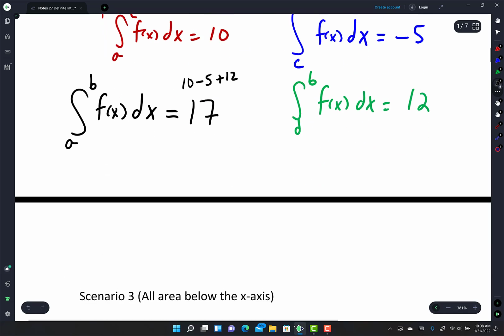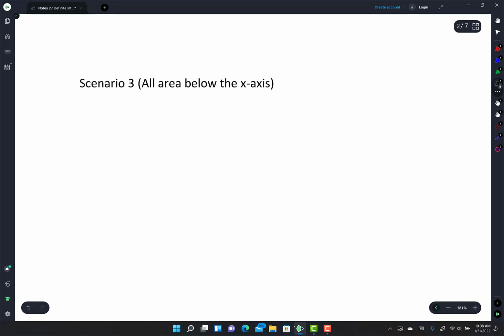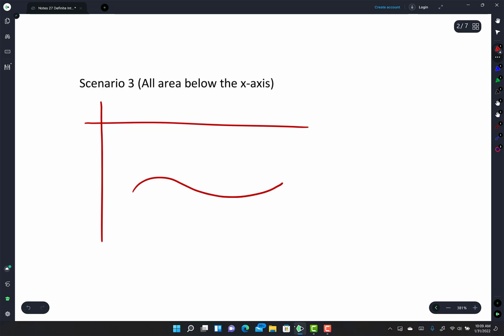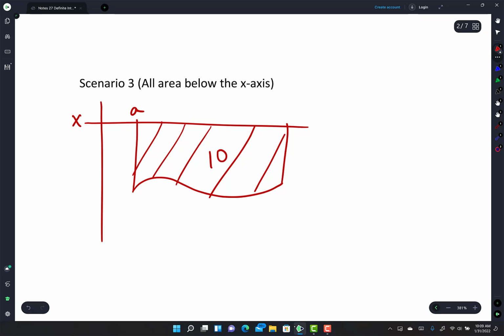All right, here we go. And then finally, all area below the x-axis. So this one, I'm just going to go back to red because I feel like red pops. So I have a curve. And this area, we'll call it 10 again. Here's the x-axis. And this is A, and this is B. So area under the curve from A to B, or I guess above the curve and the x-axis, of f of x dx is going to be equal to negative 10. Because we're below the x-axis.